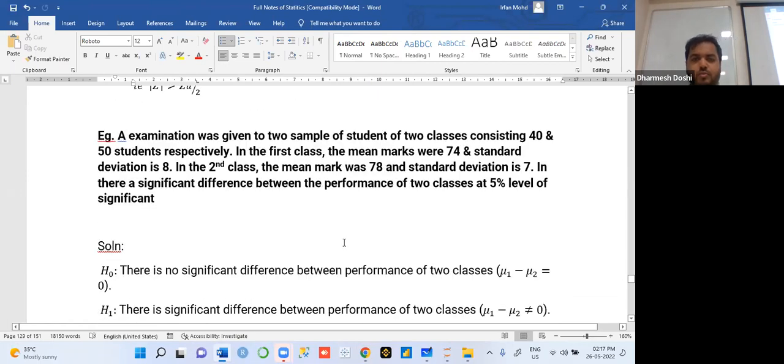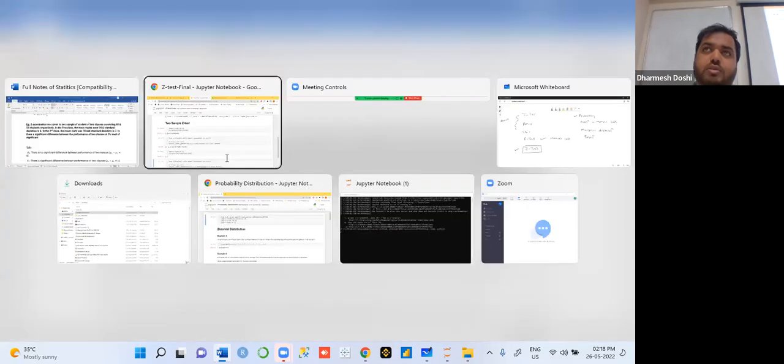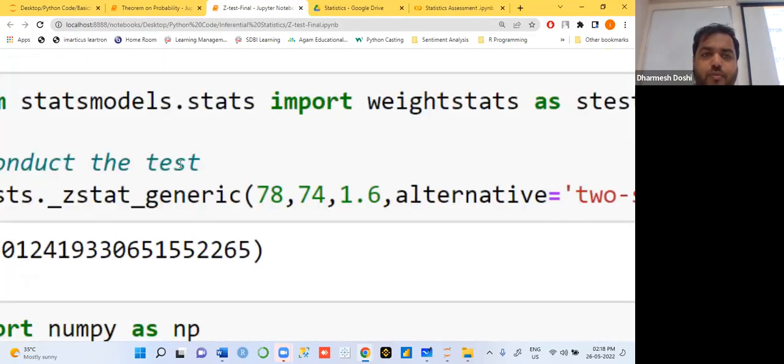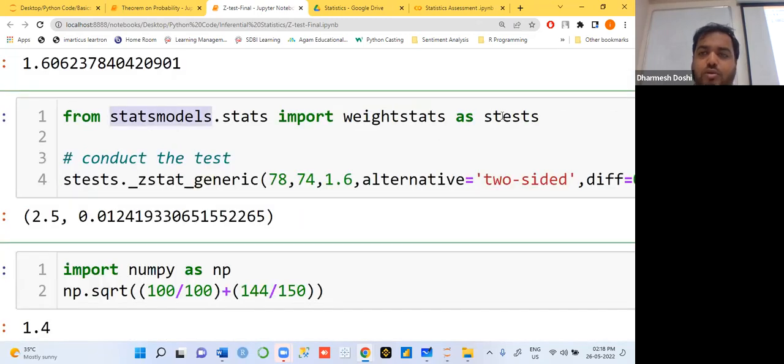We have written this example. An examination was given to two samples, two classes. First class, second class, see over here. From the stats model, I want to do the Z test. In the Z test, I want to do the Z test.